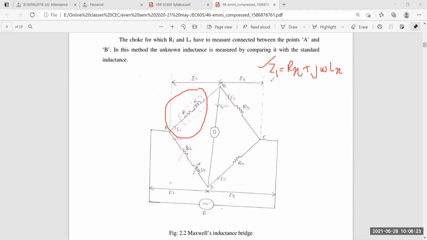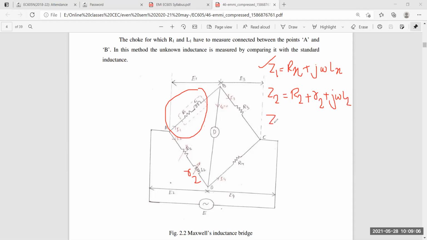Z1. Now tell me what Z2 I can write. Z2, what can I write? Just like Z1, R2 plus j omega L2. Yes, but I need to also include the internal resistance, right? I told you that L2 has an internal resistance, small r2. So that I also need to include. So R2 plus small r2 plus j omega L2. Okay, just like this.